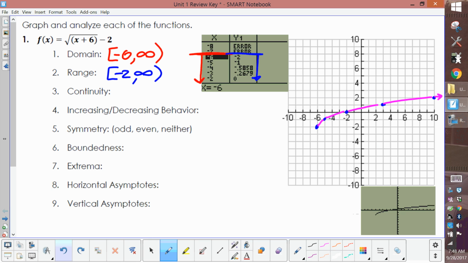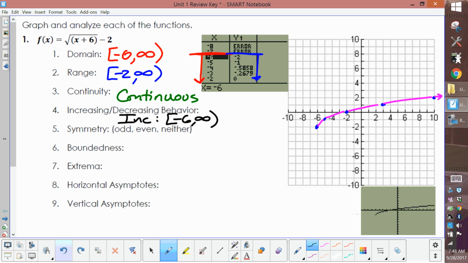All right, continuity. Is this continuous? If I flow my finger around it, does it ever have to come off the paper? And the answer is no, it does not have to come off the paper. Therefore, it is a continuous function. Increasing or decreasing: if I go left to right, you'll notice as I trace it, it is always going uphill. So it's increasing. And it's increasing the entire function. So I'm just going to recopy my domain here.